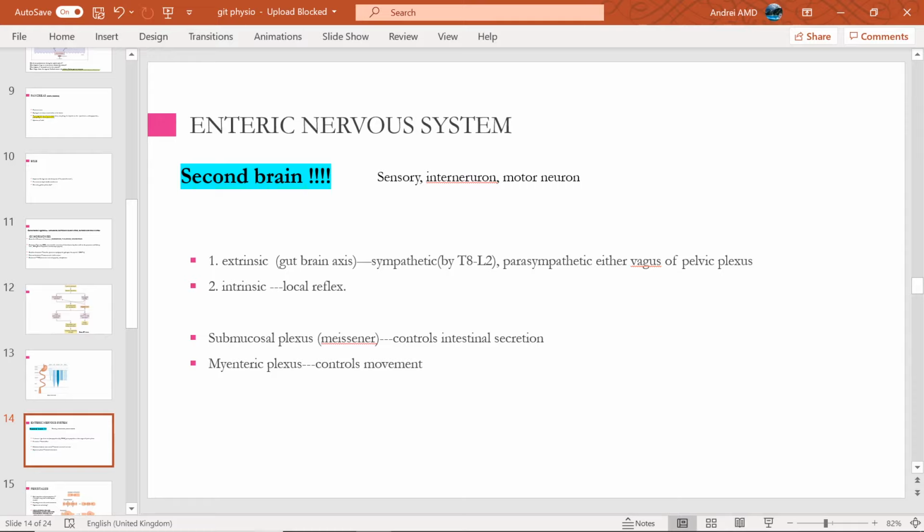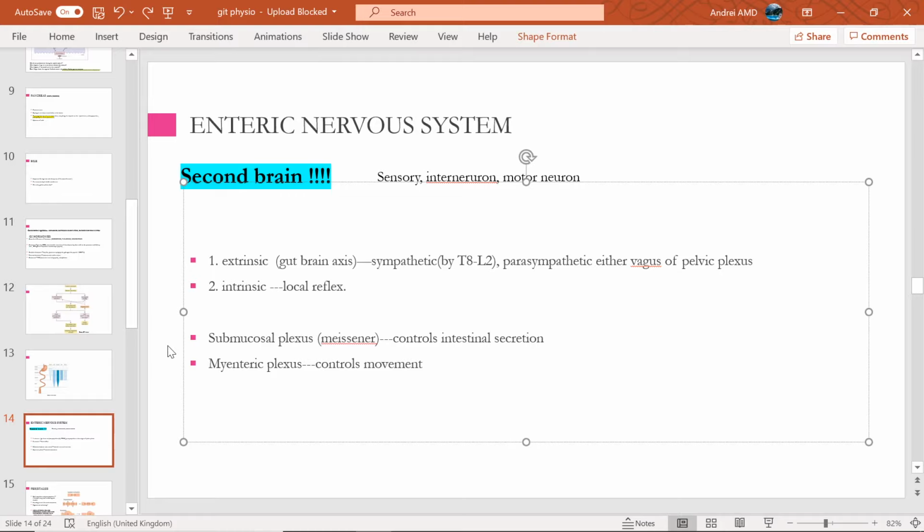And parasympathetic, on the other hand, is excitatory, and it is done by the vagus and the pelvic plexus. As I said before, the vagus goes all the way down to the upper large intestine, and from there down, the descending colon, sigmoid colon, rectum, and anus are done by the pelvic plexus. So this level is important, what kind of effect it has on the GIT. So sympathetic and parasympathetic.